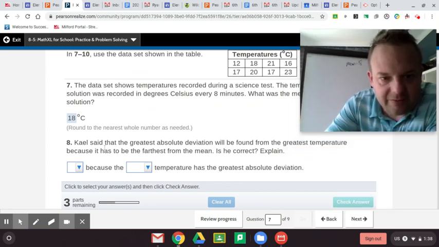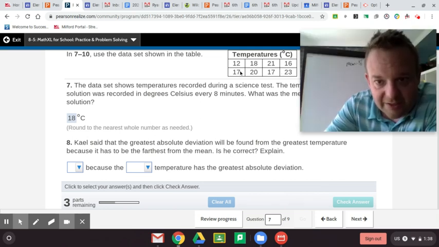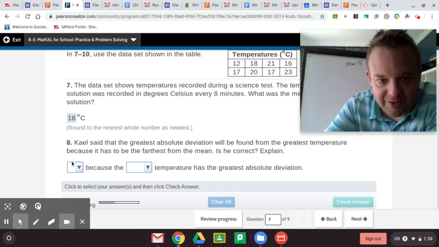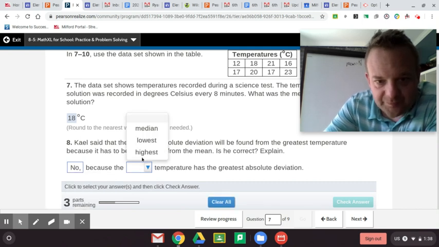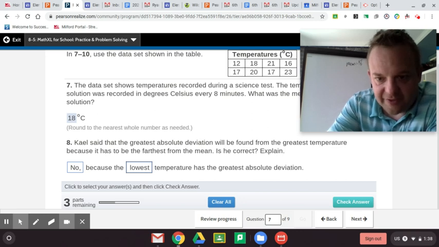Kyle said the greatest absolute deviation will be found from the greatest temperature because it is the farthest away from the mean. Is he correct? So what's the greatest and what's the least? Let's see here. 12 is the least. So that's an absolute deviation of from 12 to 18 is 6. And the highest is 23. And that's an absolute deviation of 5 away. So it's actually not the greatest temperature, but the least temperature in this instance. So is he correct? No, because the lowest temperature has the greatest absolute deviation.